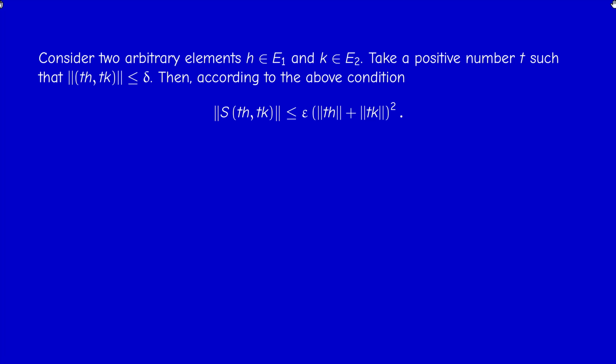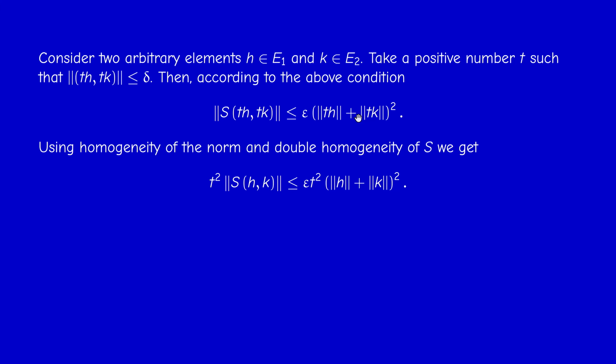So according to the condition, the norm of the value of S at (th, tk) is less than epsilon times the square, where I just replace h by th and k by tk. Now, using the homogeneity of the norm, I can put the t outside the norm, and then I can factor and raise to the power 2, so I get t squared here. And by double homogeneity of S, I can put the first t outside and the second t outside, so I get t squared, and I can put the t squared outside the norm. Then I simplify by t squared, and I get this inequality.